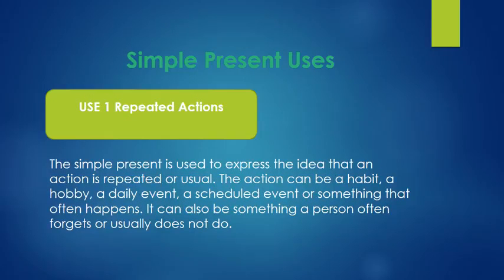Okay, let's go now for the simple present uses. We have 4 important usages and meanings in the sentence to use the present simple. Use number 1, we use the simple present tense in repeated actions. The simple present is used to express the idea that an action is repeated or usual. The action can be a habit, a hobby, a daily event, a scheduled event, or something that often happens. It can also be something a person often forgets or usually does not.